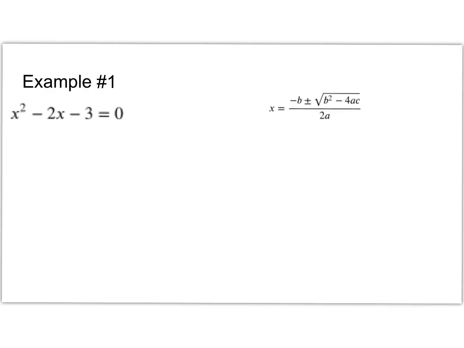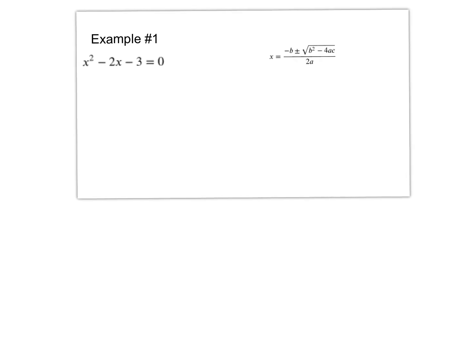All right, so for our first example, we're going to have something like this. The first thing we have to do is make sure that one side of the equation is equal to 0, which it is. Now that one side is 0, we're only after the coefficients and the constant. We don't care what the variables are doing. So my a value is going to be 1, my b value is going to be negative 2, and my c value is going to be negative 3.